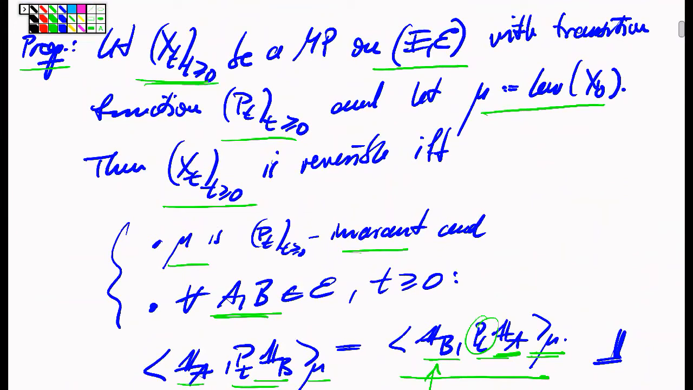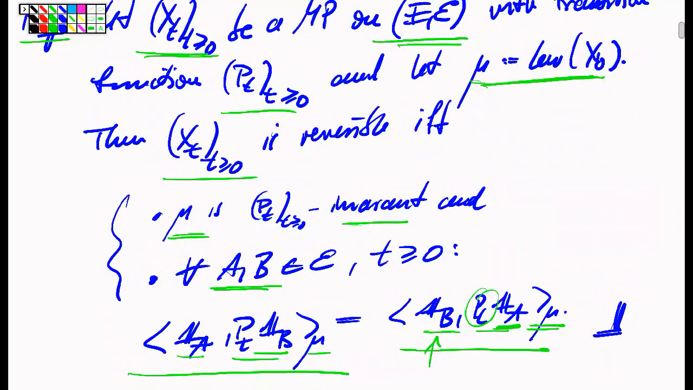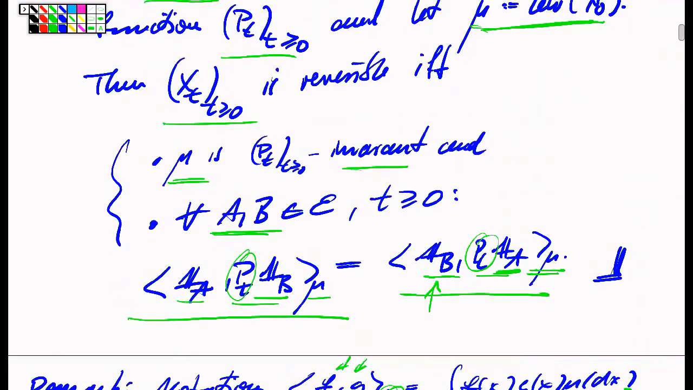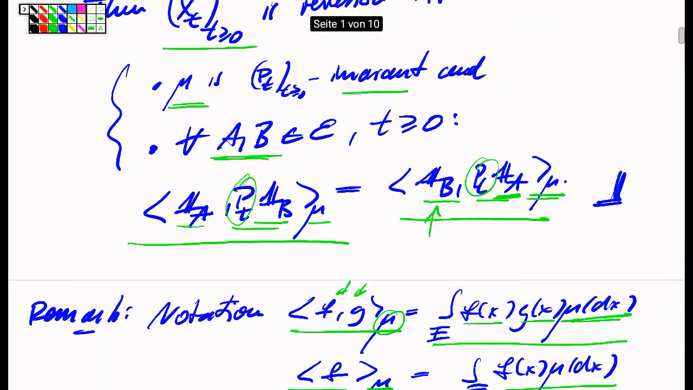The Markov process x on a general state space is reversible if and only if, first, the initial law of the process is invariant, and secondly, these transition kernels, when interpreted as operators on function space, for any time t are symmetric operators on the function space, when we work with the L2 inner product with the weighting measure mu.